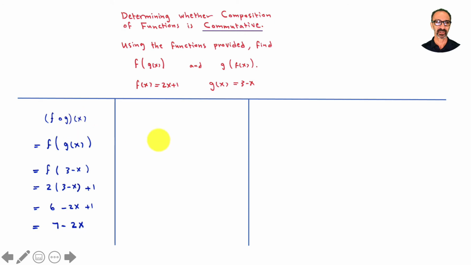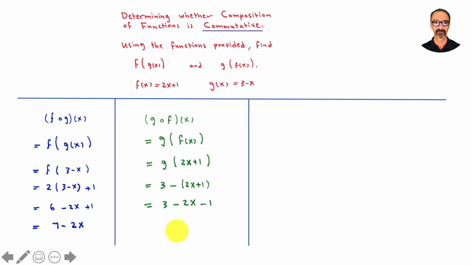Let's go the other way around. g of f of x. So who's first? f. We take care of f first. Inside we put 2x plus 1. But what does g say? Anything I give g, I have to give it a minus sign and add a 3. I have to go 3 minus that amount. Here's 3 minus that amount.